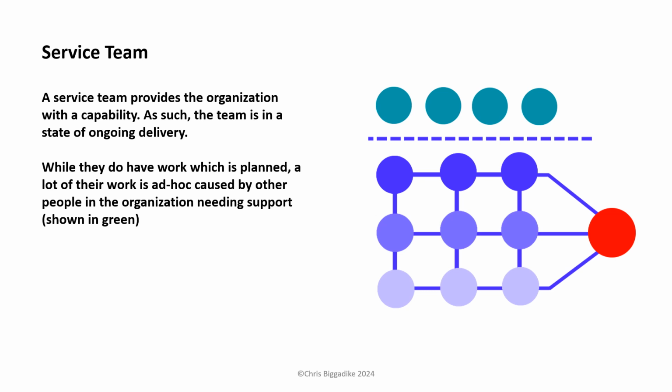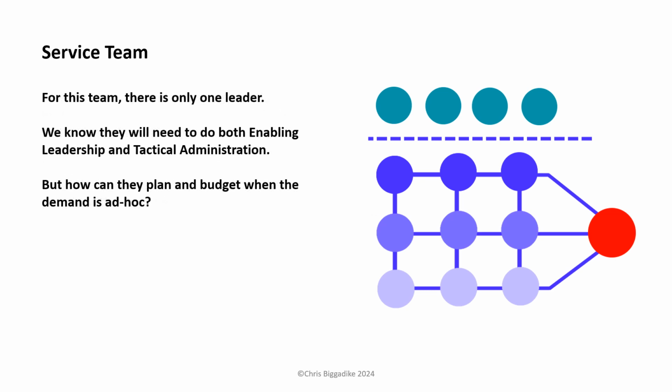Let's take a look at an example of a service team. This is a team such as IT, HR, commercial, and so on. Some of their work is planned and structured, but a lot of it is ad hoc and caused by others within the organisation needing support. This is shown by the green people on the diagram interfacing to the team. They have a single leader who will need to be both their enabling leader and their tactical administrative leader.